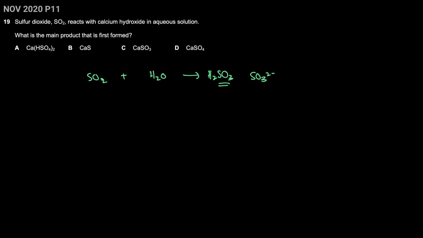So when calcium hydroxide reacts with sulfurous acid, calcium hydroxide is a base that's reacting with sulfurous acid. So this is a neutralization reaction resulting in the formation of calcium sulfite, which is CaSO3, plus 2H2O. So our product over here that's formed is calcium sulfite, which is CaSO3. So the answer here is C, CaSO3.